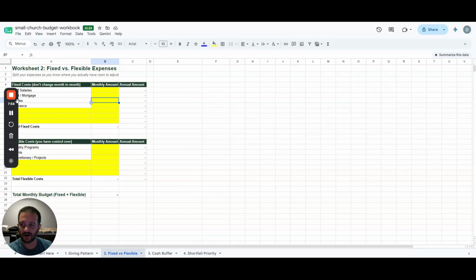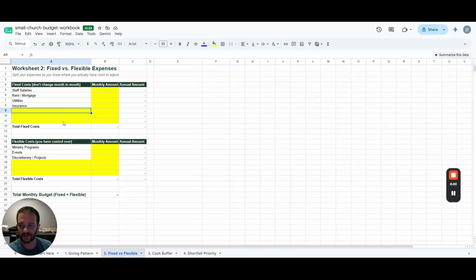So then the next piece that we go to is the fixed versus flexible. So fixed things are things such as staff salaries, rent, mortgage, utilities, insurance. You can have other fixed costs. Okay, so anything in yellow you fill in. Anything that's not in yellow you do not fill in. So these annual amounts we'll go ahead and calculate.